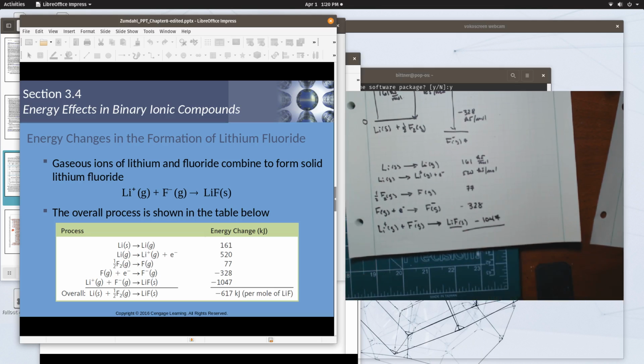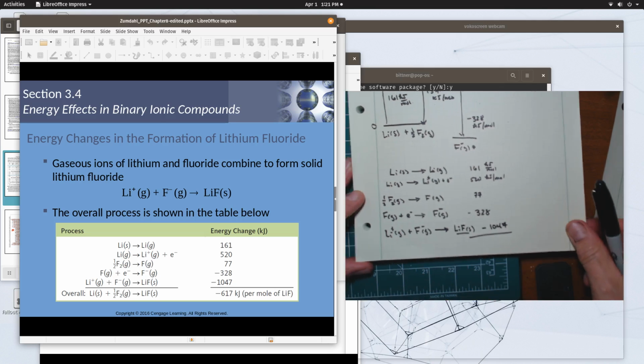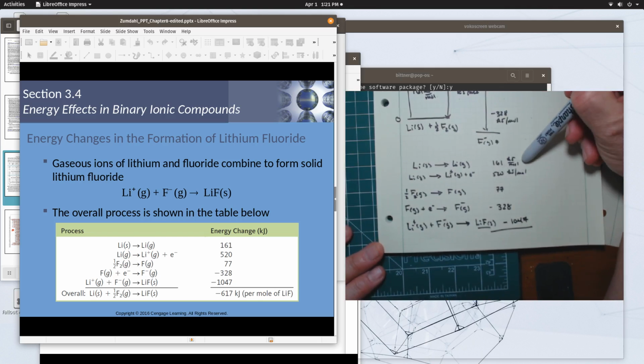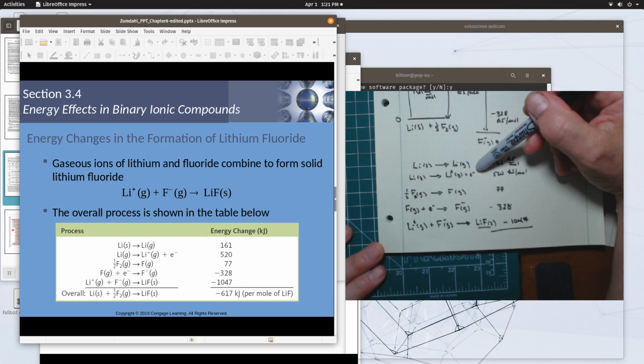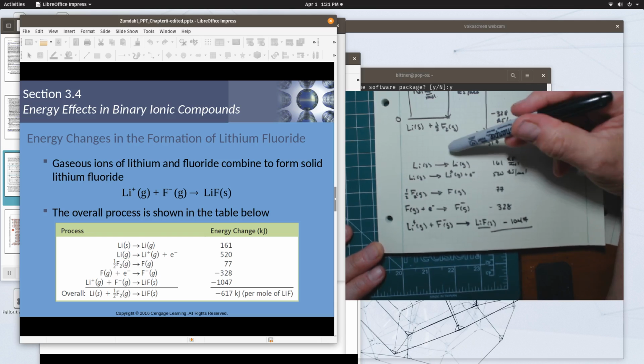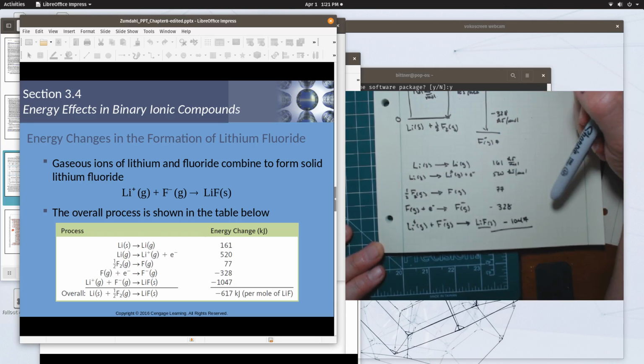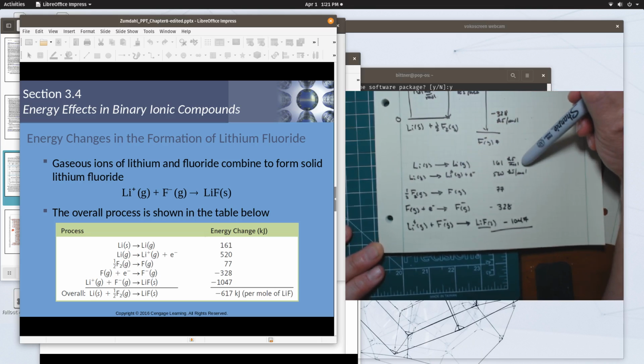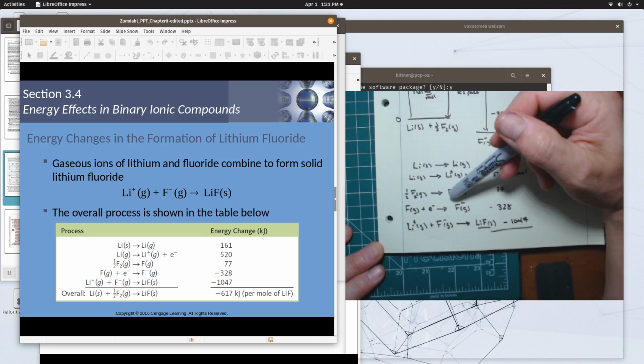Now we can use this. If you think about it, all these pieces of information are things that we can get thermodynamically. This is simply the energy that's required to sublime lithium from this to that. To go from lithium solid to lithium in the gas phase, I have to put in this much energy. If I want to ionize lithium, I have to put in this much energy. If I want to dissociate fluorine, I can put in this much.